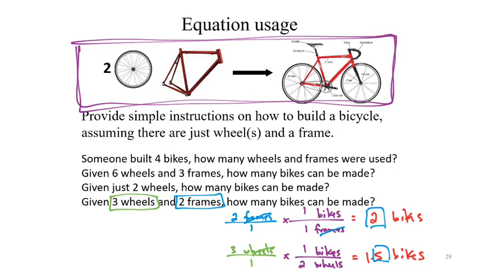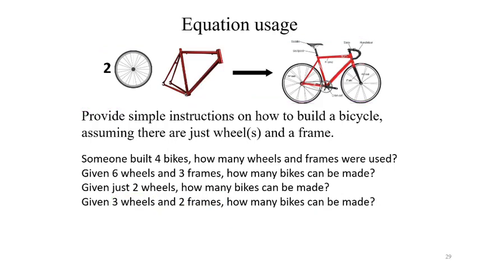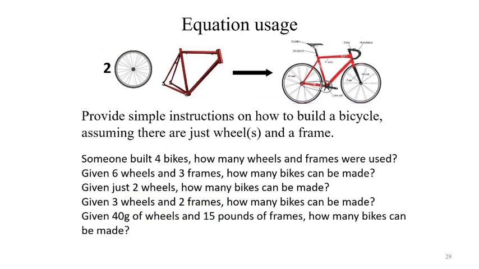Let's try and refocus and get back into dealing with our conversions. Okay, so now we've got the basic format behind our conversions. Let's add one more layer of difficulty to this, because why not? Given 40 grams of wheels and 15 pounds of frames, how many bikes can be made? If we immediately start launching into our system, we want bikes.